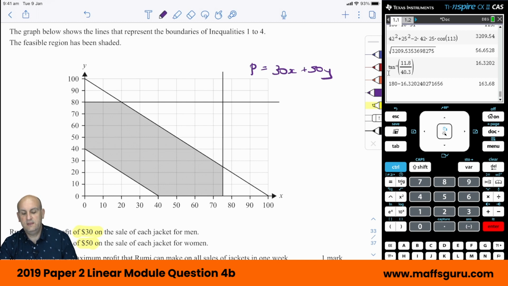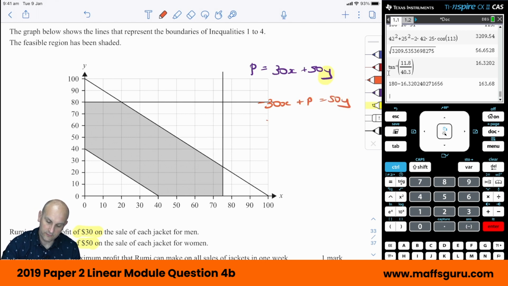Well, we know that if you have an objective function, we would be looking to turn this into a gradient. All right, so the sliding line principle. First things first is I always get the y on its own. So I'm going to try and get the y on its own. That'll give me minus 30x plus p equals 50y. I don't like that at all, so I'm going to write that the other way around. 50y is equal to minus 30x plus p. Divide both sides by 50.